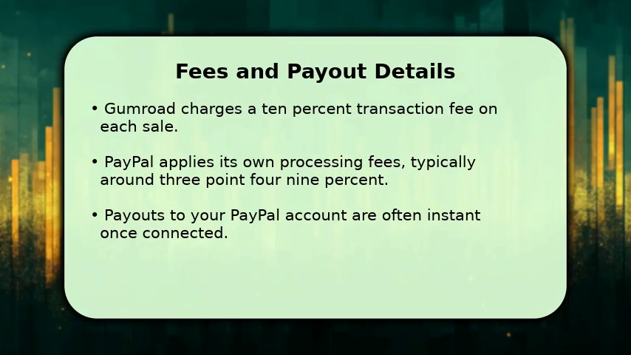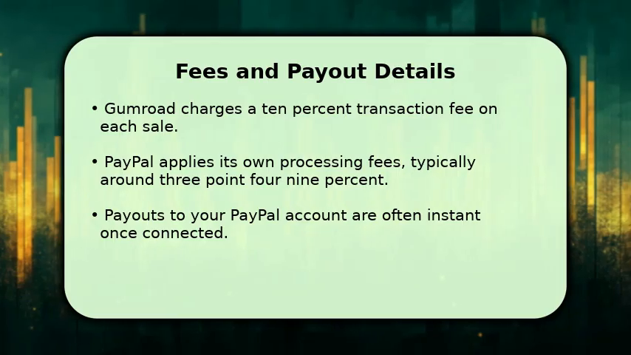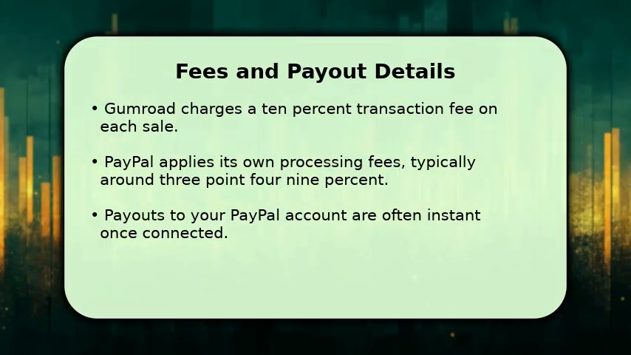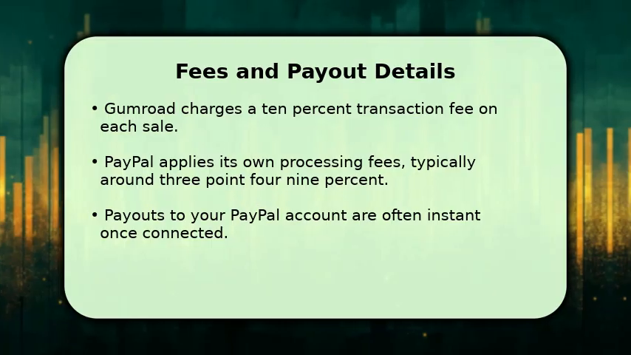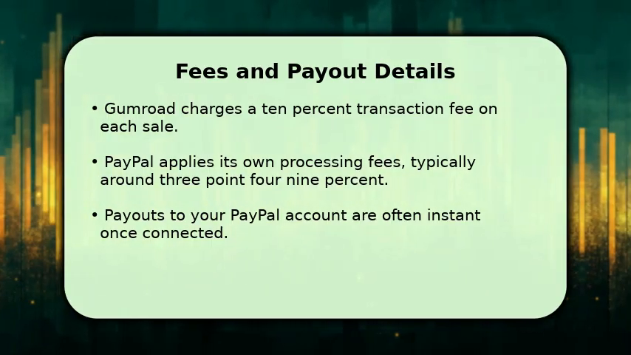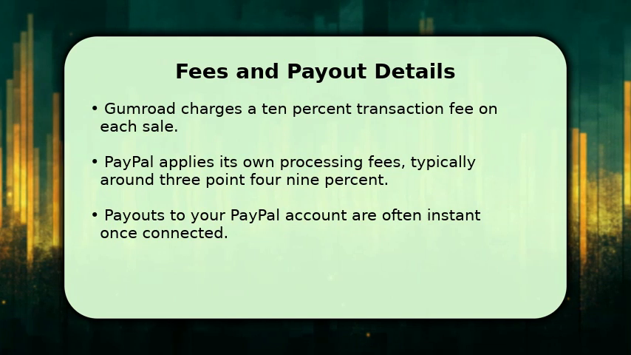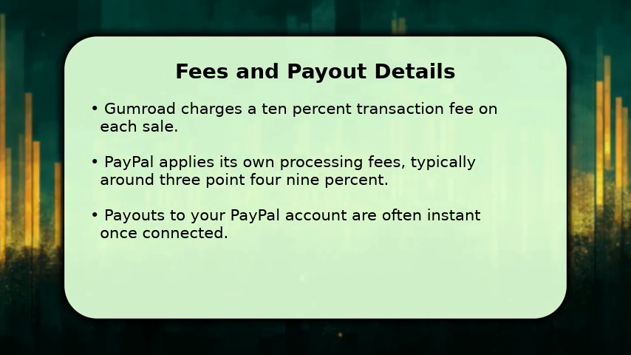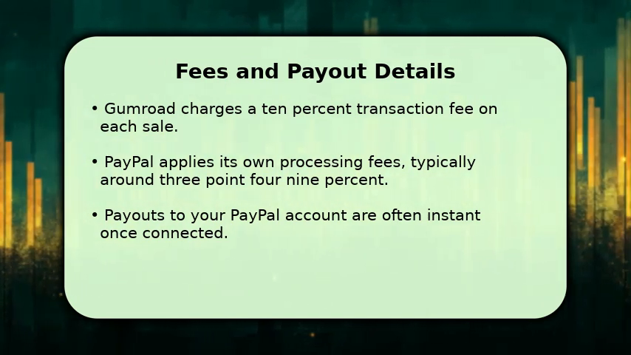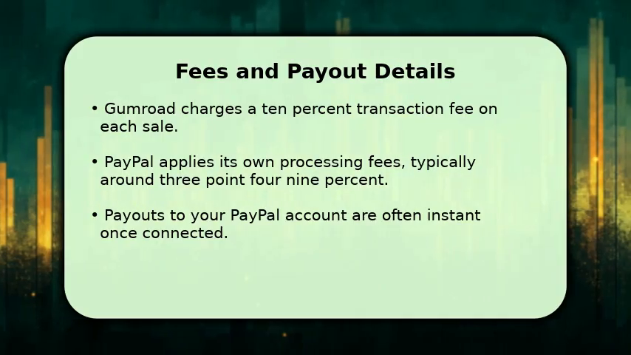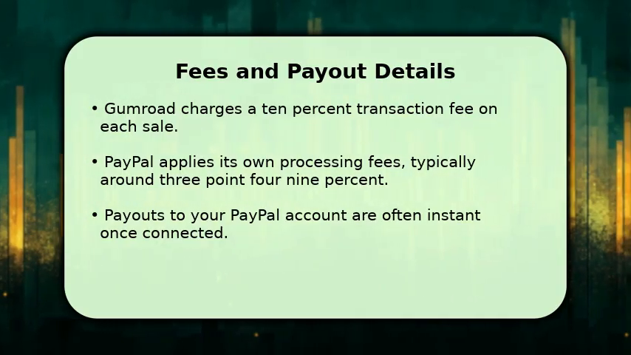When using PayPal on Gumroad, it's important to understand the fee structure. Gumroad takes a 10% transaction fee per sale. Additionally, PayPal charges its own processing fee, which is usually around 3.49%. For sales made through Gumroad's Discover Marketplace, a flat 30% fee applies.